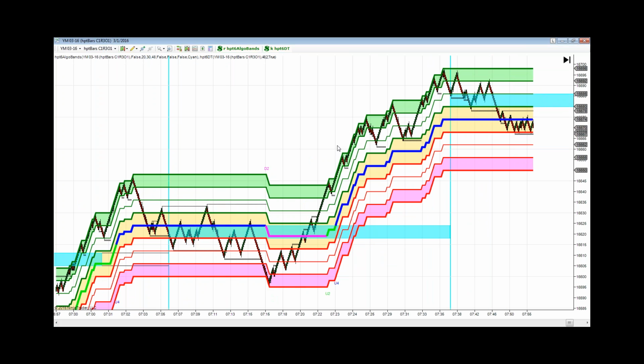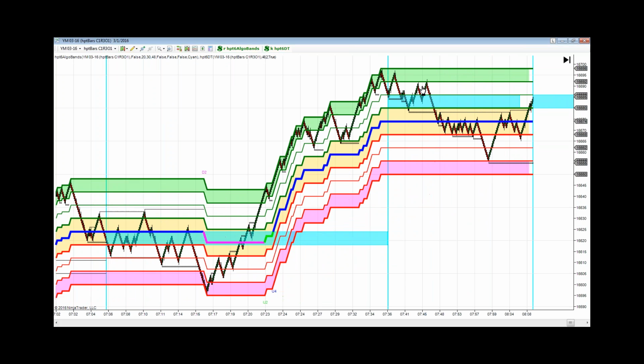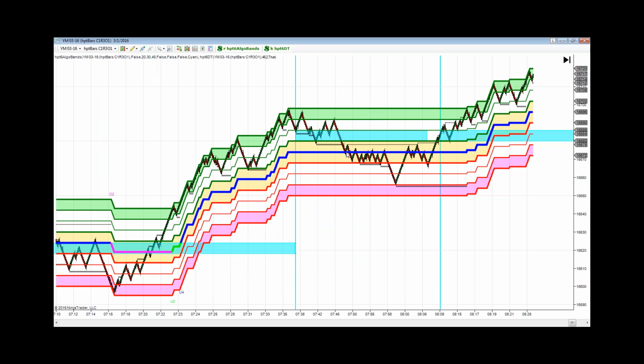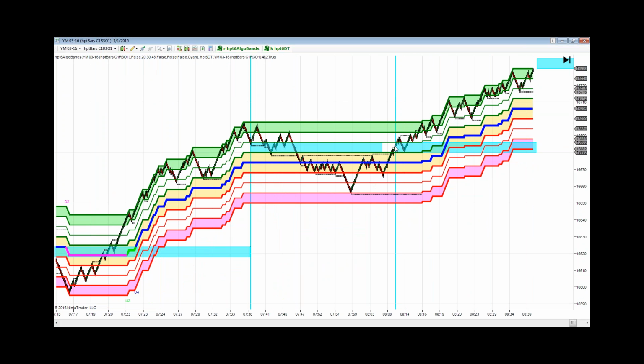And then as we moved further on, we did have a return to the algo band here for a long entry, and then a second one here for a long entry. This third one would have been no trade because it's too deep. Then we had another subsequent algo band here, long and or long here.